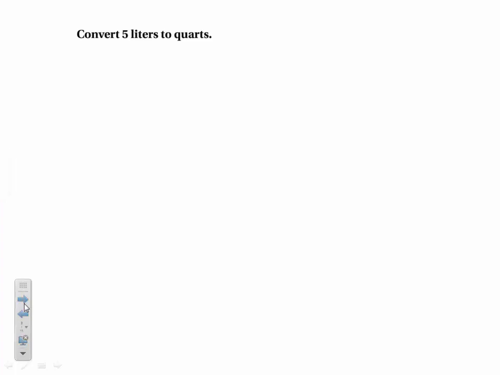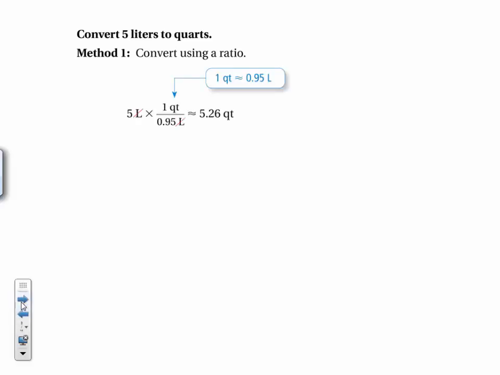We're first going to convert 5 liters to quarts. Liters is metric and quarts is US customary, so we're converting between the two. We must convert using a ratio. This method is the way you're going to be doing it for most of your education. Chemistry uses it a lot, and in high school they use this a lot too. So you'll be doing this in 8th grade as well.